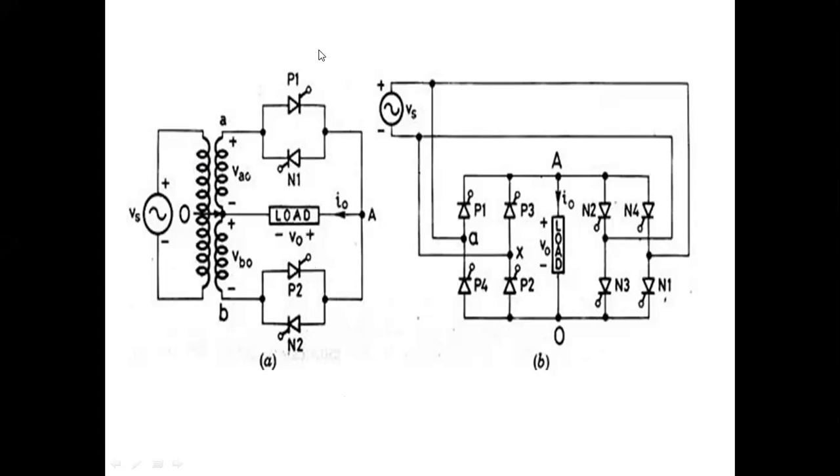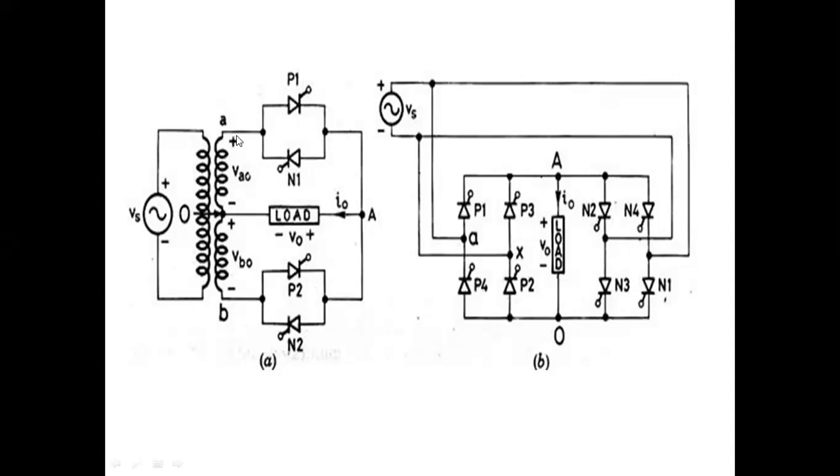Now they are forward biased, P1 and N2. If you are not giving a firing pulse to P1 and N2, they are in open circuit only, even though they are forward biased. Anyway, N1 and P2 are reverse biased, they are open circuit. Now concentrate only on P1 and N2 during the positive cycle because they are forward biased. If you give a firing pulse between gate and cathode of the SCRs for P1 and N2, they will come into the on state. If you are not giving a firing pulse, they will be in open circuit only.